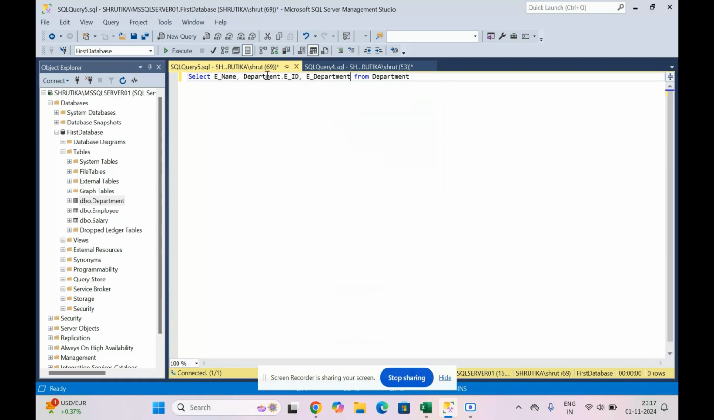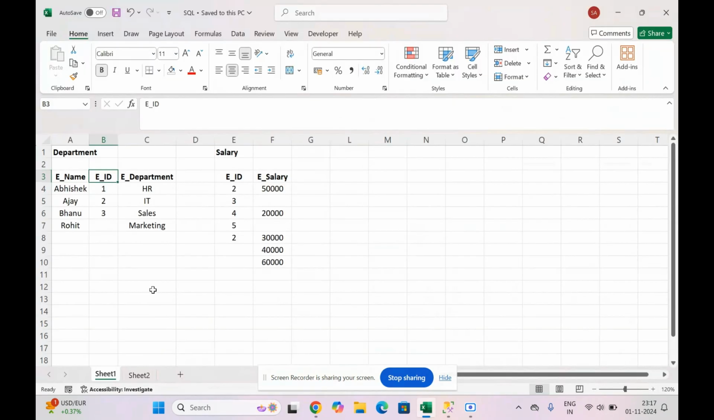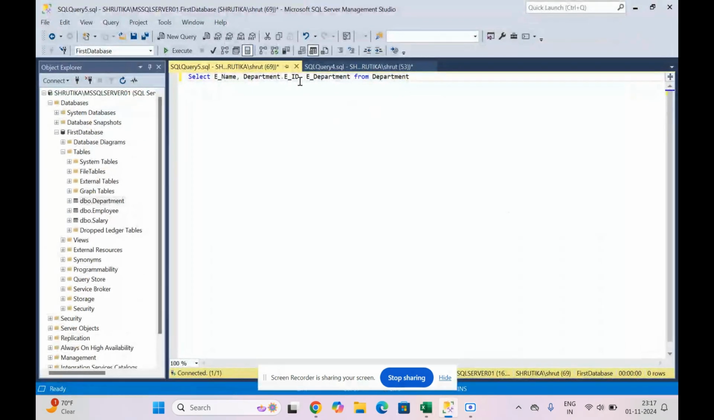Now why did I say department dot EID? The reason is that the ID column is common in both the tables. So SQL will question me which ID I am referring to. So to tell the SQL that I am referring to the ID of the department table, I have mentioned department dot EID. Okay. So this is something I'm looking for from the first table.